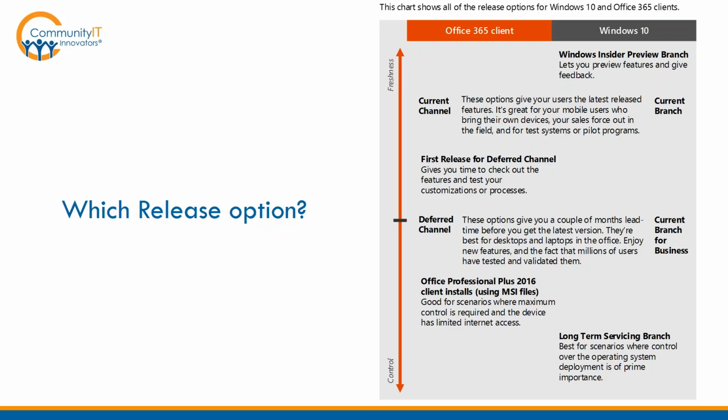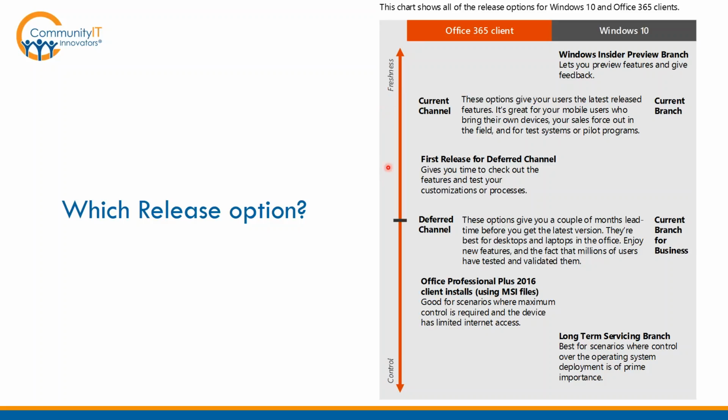So we can see here at the top that we have the current branch and current channel for Office 365, which is generally targeted at your home non-organization users. And Microsoft, frankly, they are trying out the new software on the home user first and using that as their opportunity to get out the remaining bugs before they push it to the business or enterprise environment. So we have a current channel for both Office 365 and Windows 10.